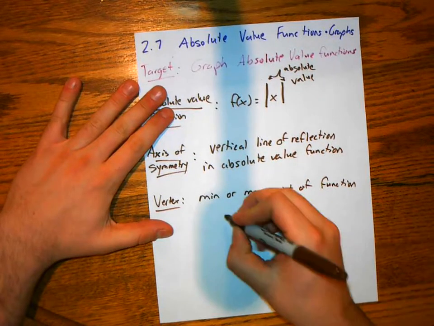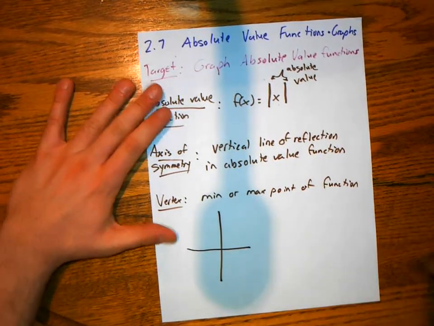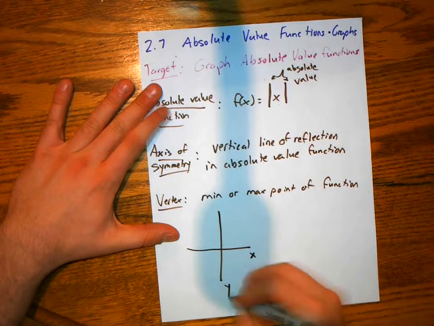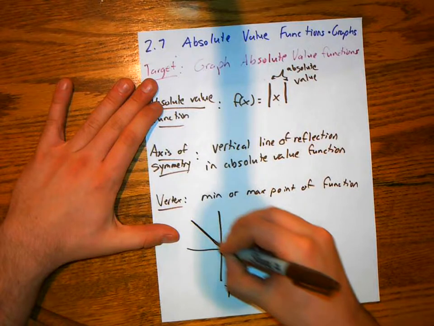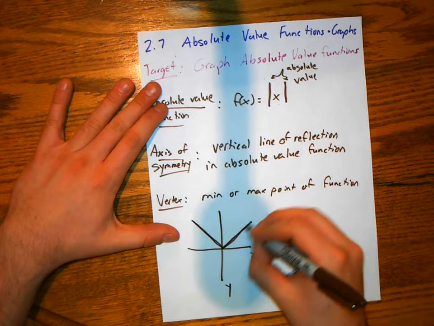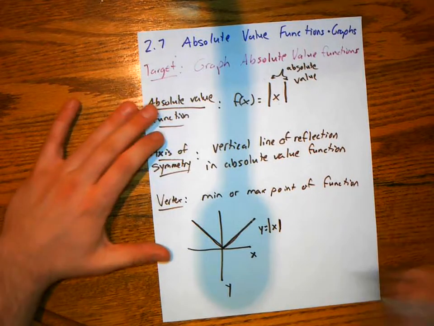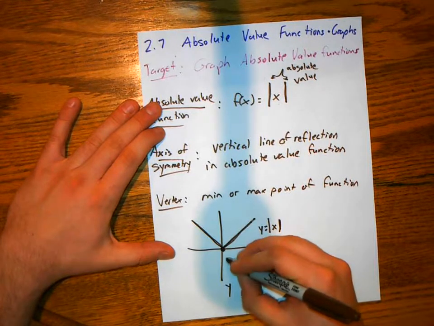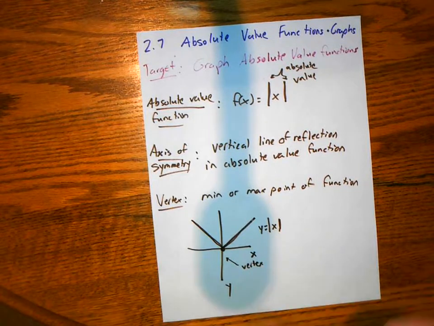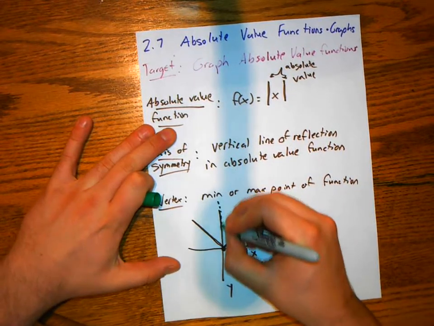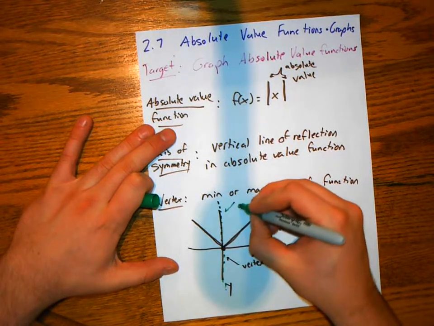An example of what the general absolute value function would look like is this: if this is your x and your y coordinates, it's basically just a V, which is the general shape of an absolute value function. This point right here is the vertex, and then the line that cuts it in half, or the axis of symmetry, is right here, going through the vertex.